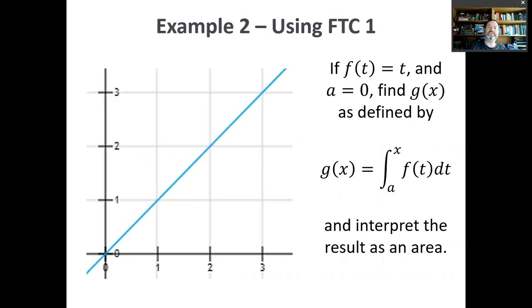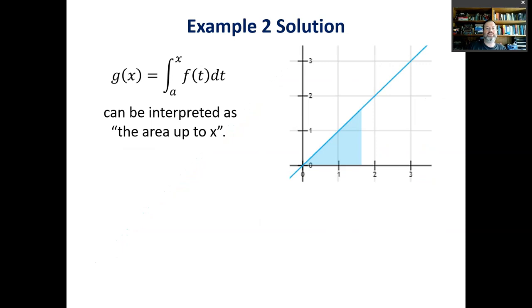Okay, let's keep rolling. Let's do another one right back to back. So here we have f of t equals t. A is 0. And then we're going to find g of x defined by this formula. This is the formula we saw earlier. And interpret the result as an area.